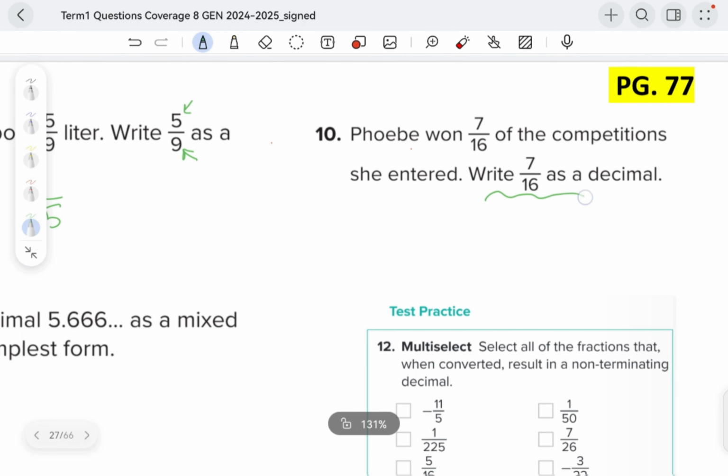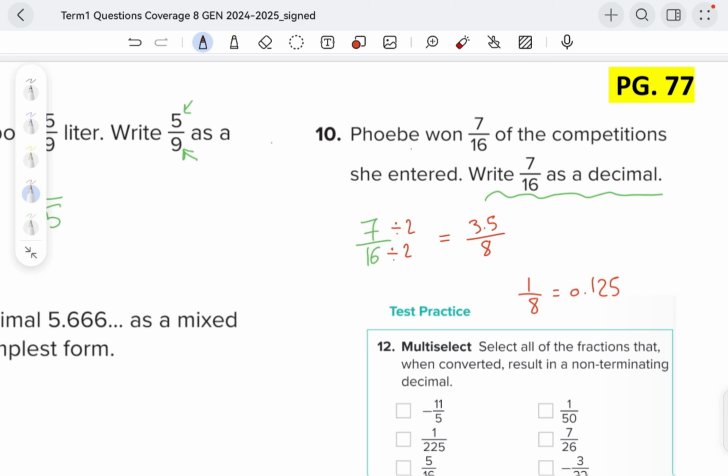I want to write this fraction as a decimal. We have 7 out of 16. Remember, the 16 is a multiple of 8. So what I can do, I will divide this by 2, divide this by 2. 7 divided by 2 is 3.5. 16 divided by 2 is 8. We know that 1 out of 8 is 0.125. So this is equal to 3.5 times the 1 out of 8, which is 0.125.